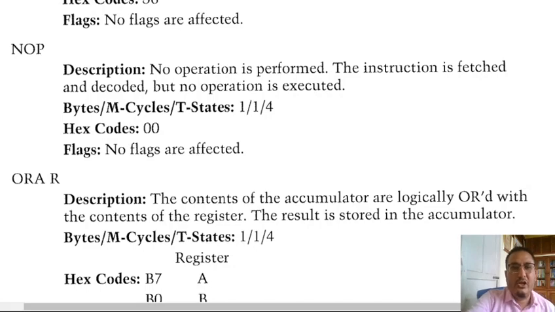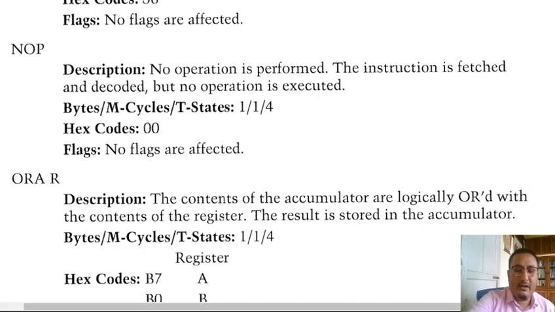So, for an example, if you are supposed to create a clock, right? Okay. So what we can do is between successive execution, we can insert NOP instruction. Now it requires 1 byte, 1 machine cycle, and 4 T states. So it will create a delay of 4 T states. Now hex code is 00. Flags, none of the flags are affected.